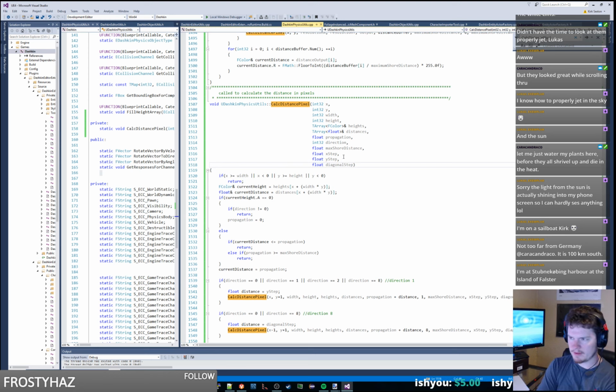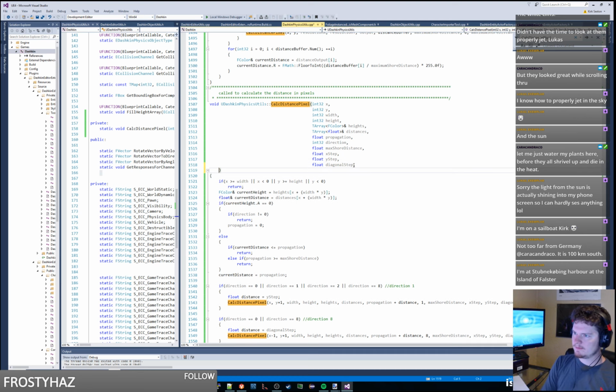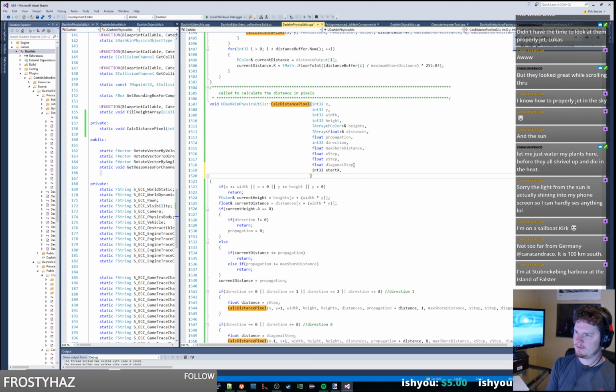Alright, so what we're writing in here, we're not going to be writing in the float distance. We're going to be writing in the value of the pixel that we are coming from. So we're going to calculate our distance each time, and we're going to have int32 start x and int32 start y.